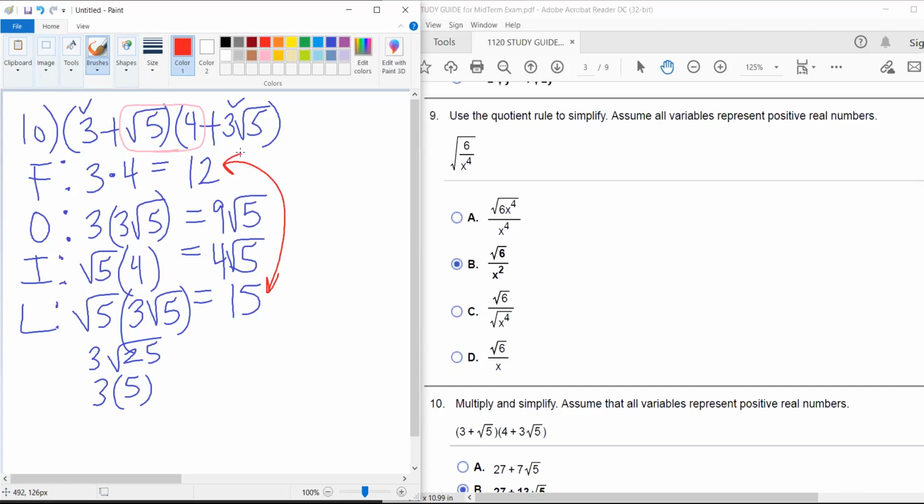So 12 plus 15, sorry about the phone ringing in the background.